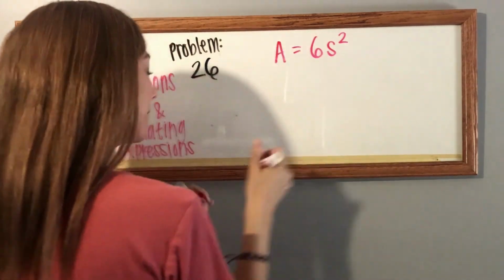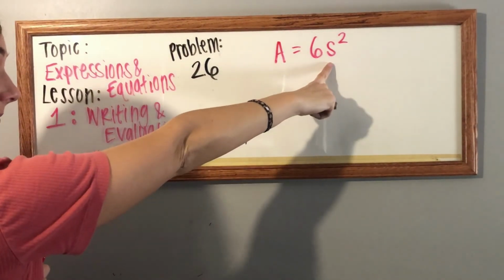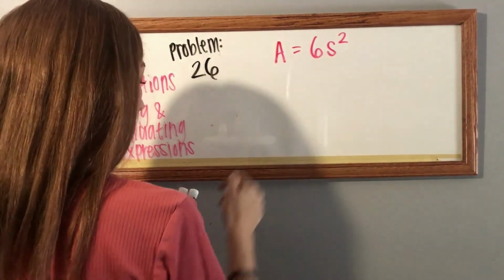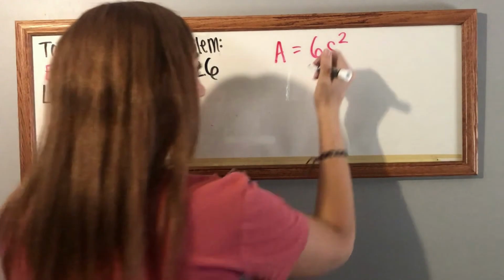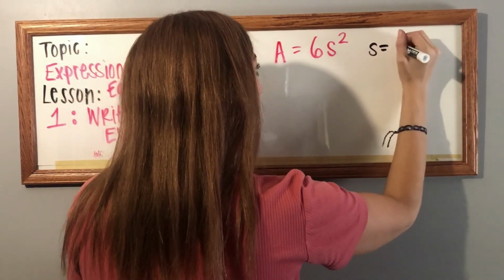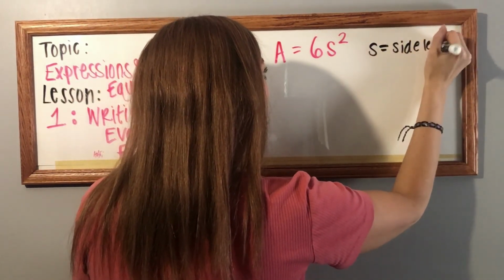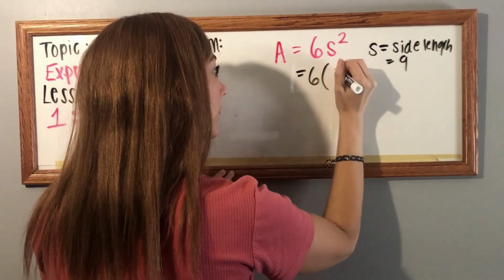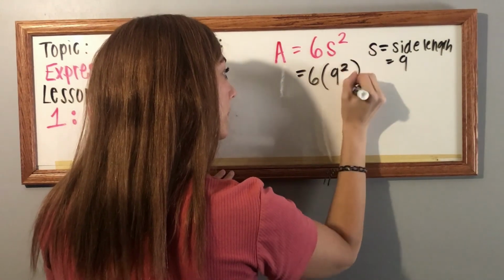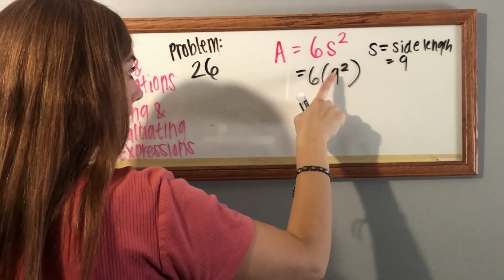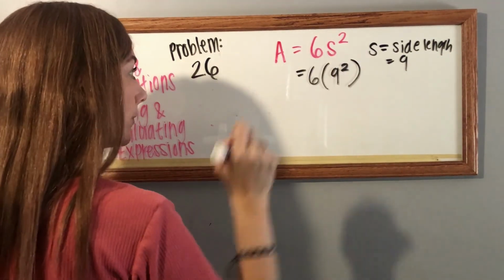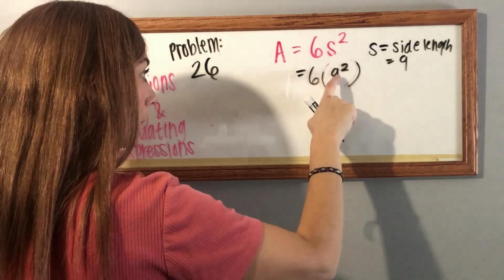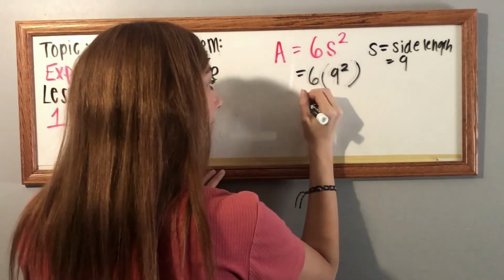So in this case, we don't have to figure out a formula because they already gave us a formula. So we have to just plug in a number for S. S is our side length. In this case, each side is 9 inches long. So I'm going to write this as 6 times 9 squared, because I'm plugging in my S. I'm plugging in 9 for S. And if you notice, the S is the number that's being squared. So I'm going to keep that squared with my 9. And I'm going to move on.